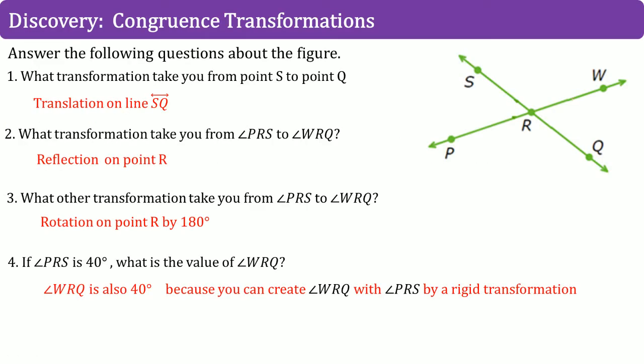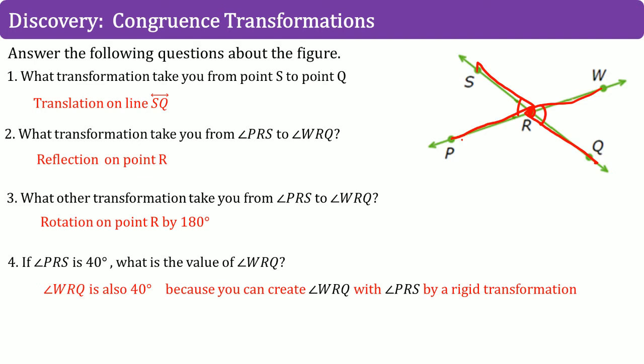Let's look at the discovery. This question was on the previous PowerPoint lecture. We went through this problem and saw that you can make angle PRS into angle WRQ by either reflecting it on point R or rotating it 180 degrees on point R.